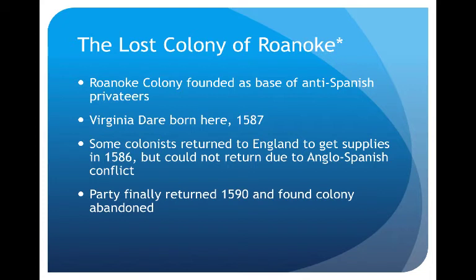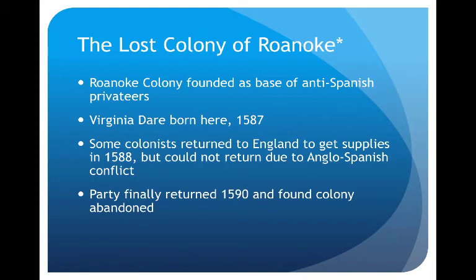This is now in North Carolina. At the time, it was part of Virginia. And it was founded as a base of anti-Spanish privateers. There were actually two waves of settlers. The first wave arrived in the early 1580s, but they left in 1585 and abandoned the colony. The colony was reestablished, though, in 1587.